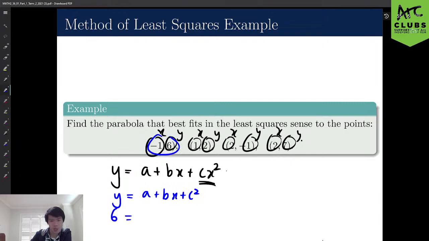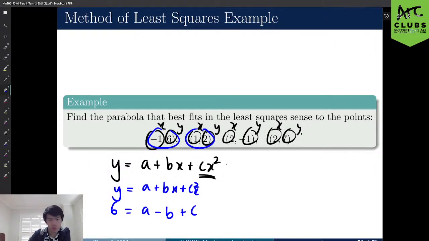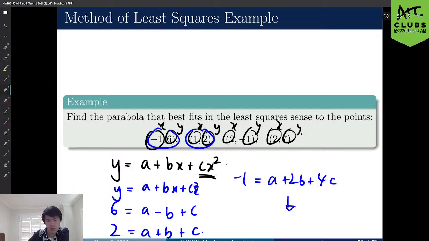So we'll get 6 = a - b + c, sorry, that should be an x. Then we'll have another equation here: 2 = a + b + c. Then we'll have -1 = a + 2b + 4c, and so on. The idea is that we'll have 4 points, but only 3 parameters, which means we'll have to use this least squares solution.